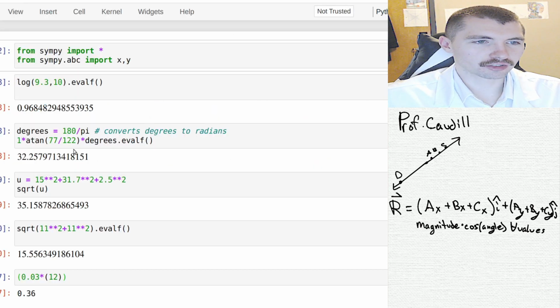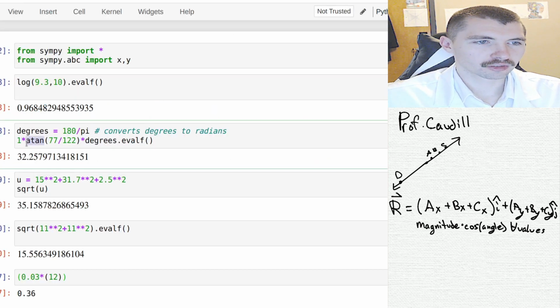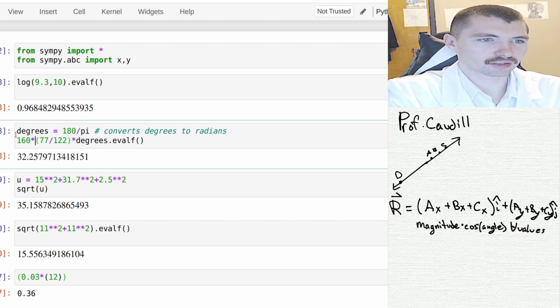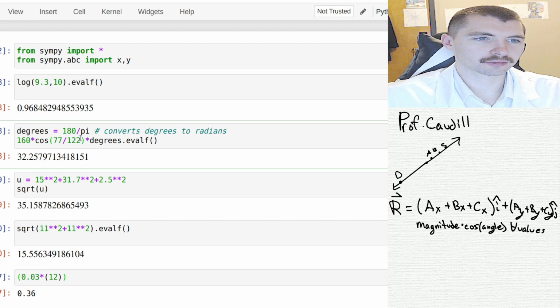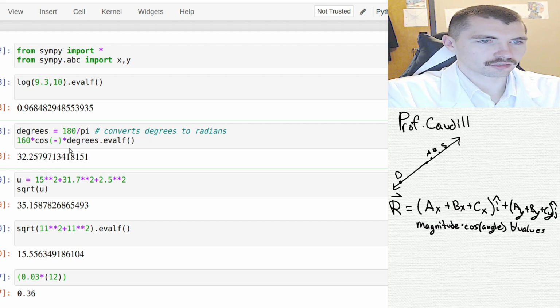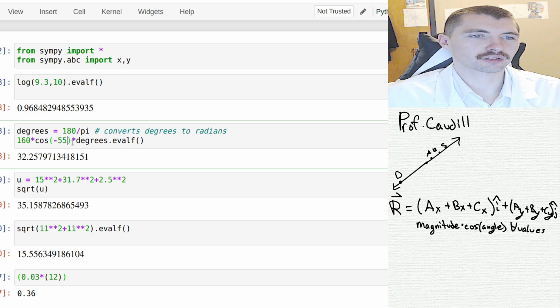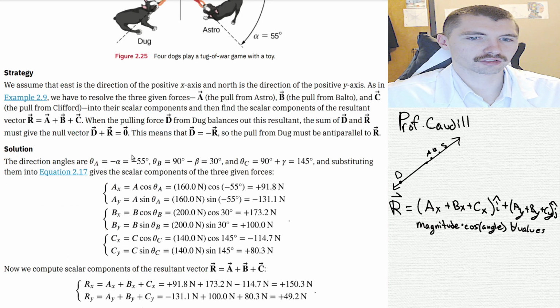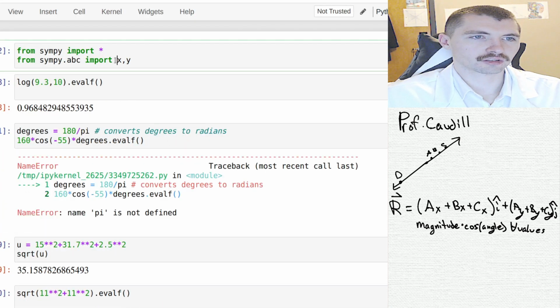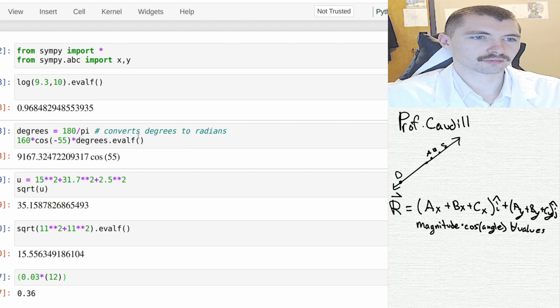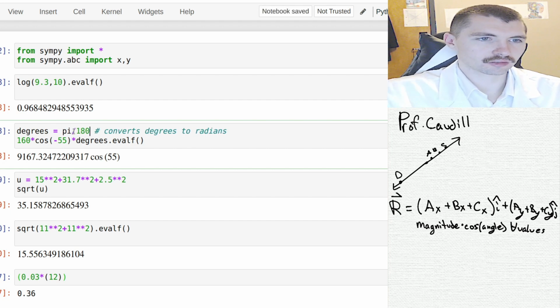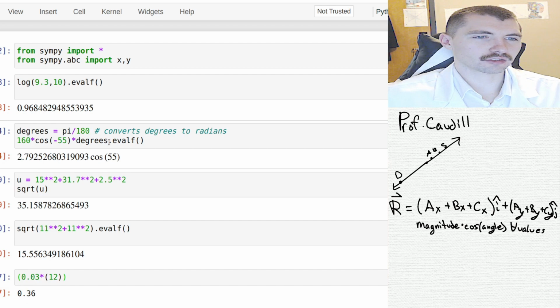So let's see if our calculator is right. 160 times cosine negative 55. And this should be 90, right? 91. Okay, I've had to mess with this a little bit. Okay, it's not right either.